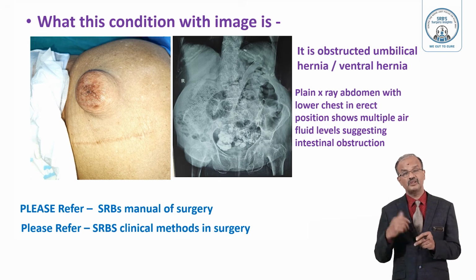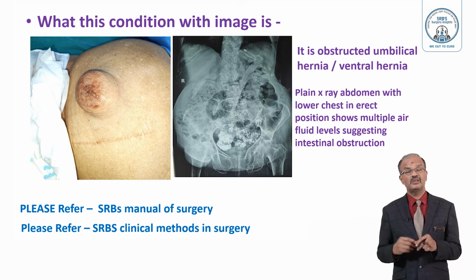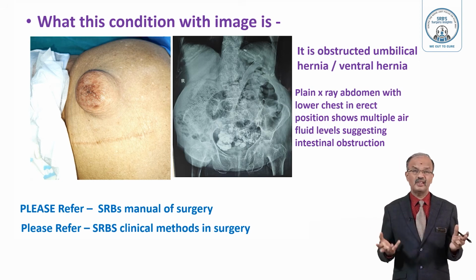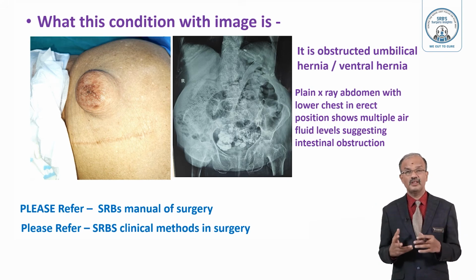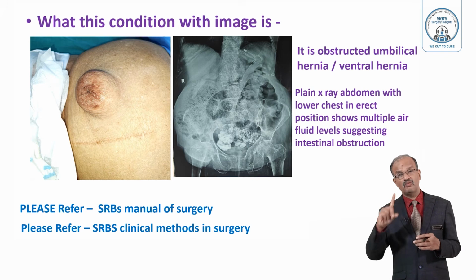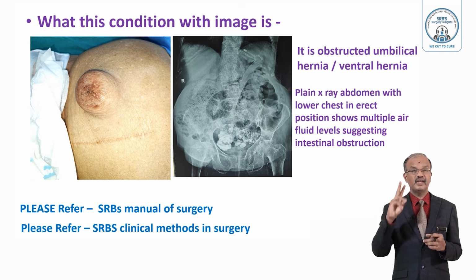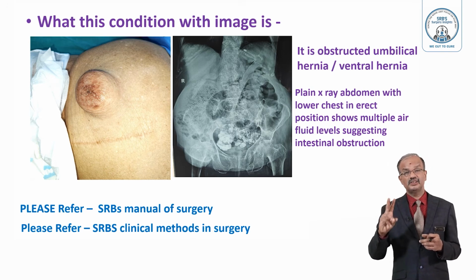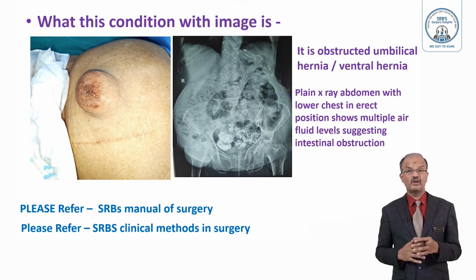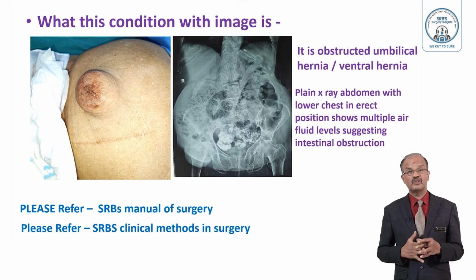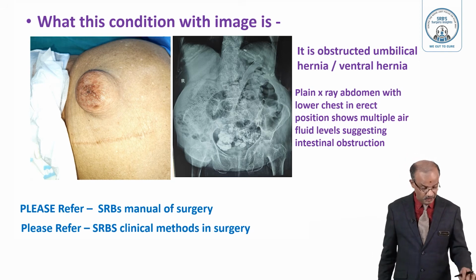Other than that, of course, you have intussusception, congenital anomalies, volvulus, growths, different malignancies, tuberculosis, strictures, so many internal hernias, so many conditions where obstruction comes into the picture. But 2 conditions: one, hernia; second, adhesions. These are the 2 conditions which more commonly cause intestinal obstruction. Of course, other conditions I already mentioned. For the remaining detail, please go through my manual of surgery.